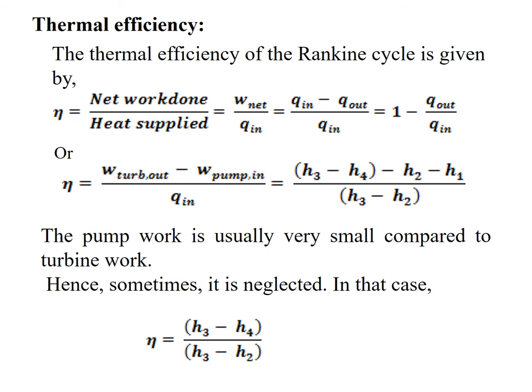Net work done is what? Q in minus Q out, or W turbine minus W pump. We have seen that before. So turbine output minus pump input, divided by Q in. If pump work is neglected, we get the equation (H3 minus H4) by (H3 minus H2). So this is the thermal efficiency of the Rankine cycle.